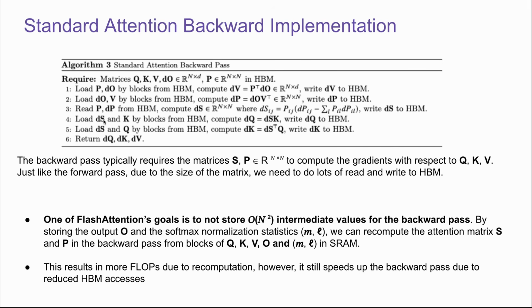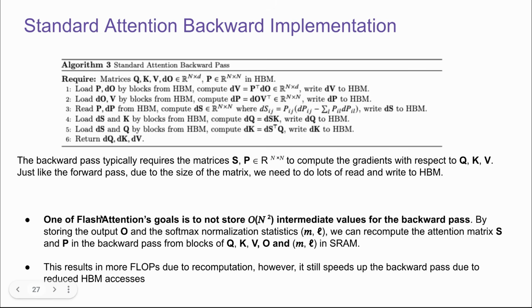Next, we need to load dS and K by blocks from HBM and compute dQ. The last step is we load dS and Q by blocks from HBM and compute dK. Now we have all dQ, dK, and dV. This backward process typically requires the matrices S and P. The size of the matrix is n by n. And just like the forward pass, due to the size of the matrix, we need to do a lot of reads and writes to HBM.